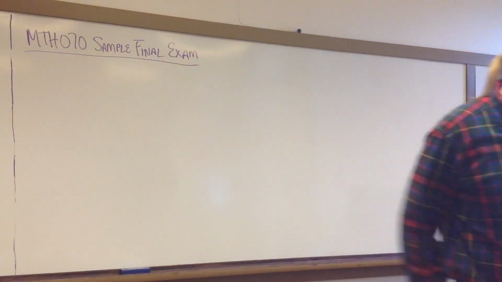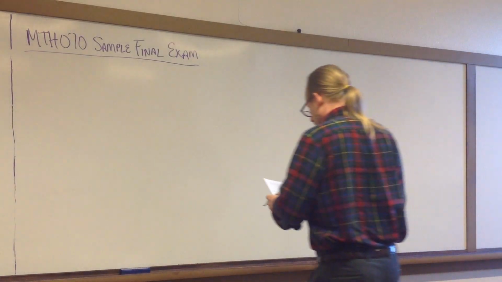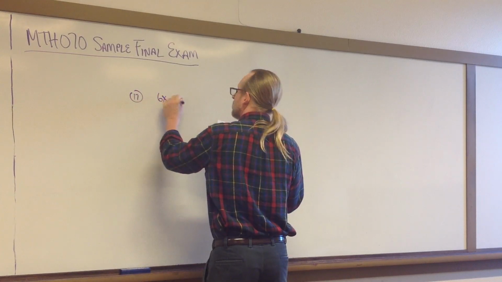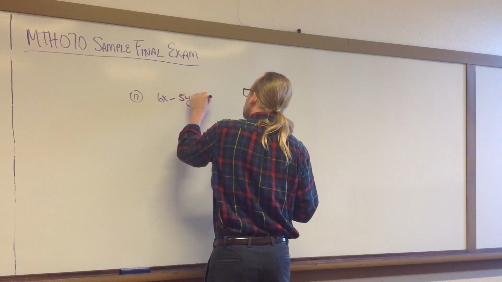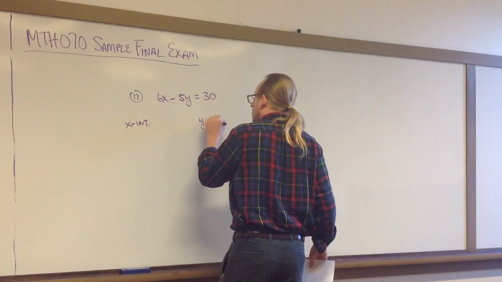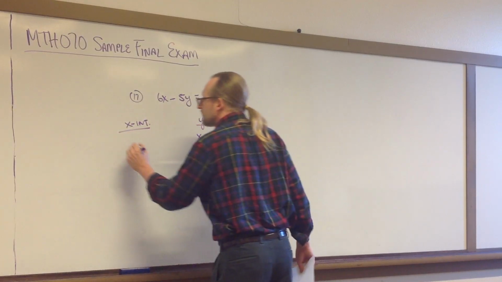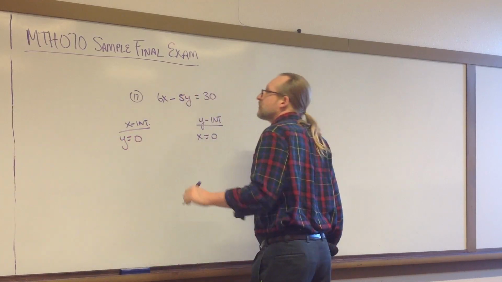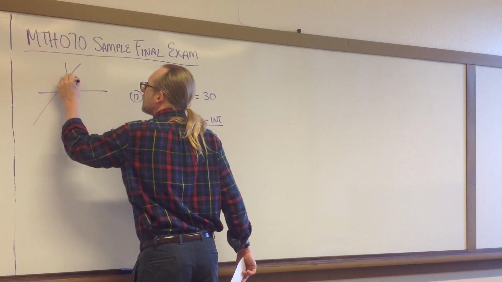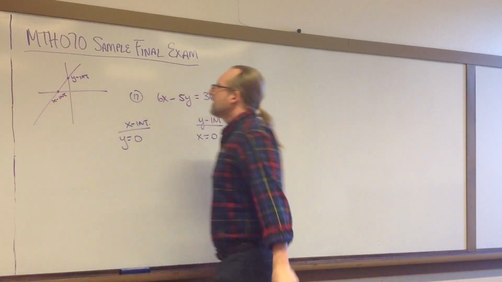Problem 17. We want the x and y intercepts for this equation: 6x minus 5y equals 30. Okay, x-intercept, y-intercept. So the y-intercept is where x is equal to 0. The x-intercept is where y is equal to 0, right? Because here's the y-intercept, and down here is the x-intercept, okay?